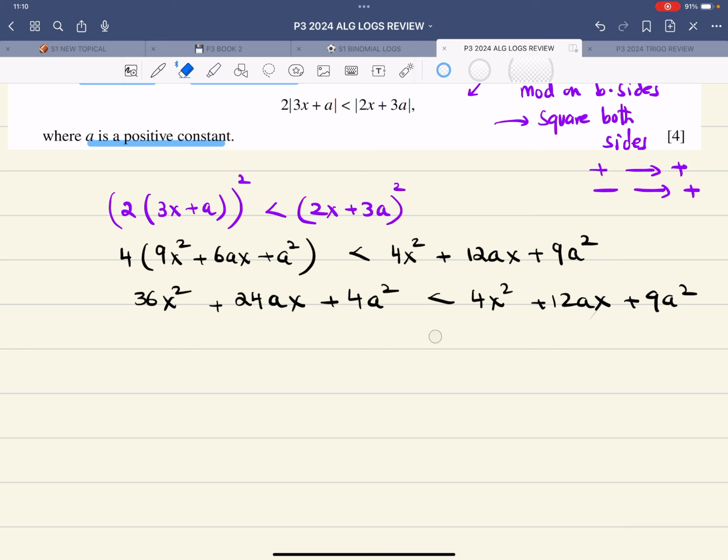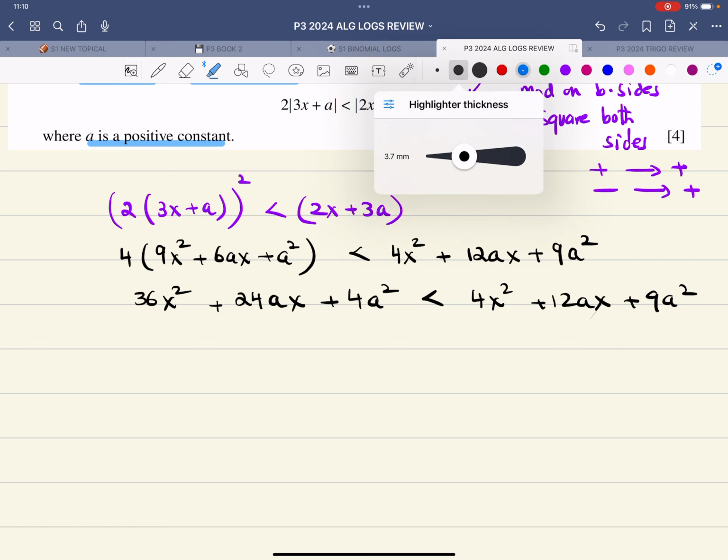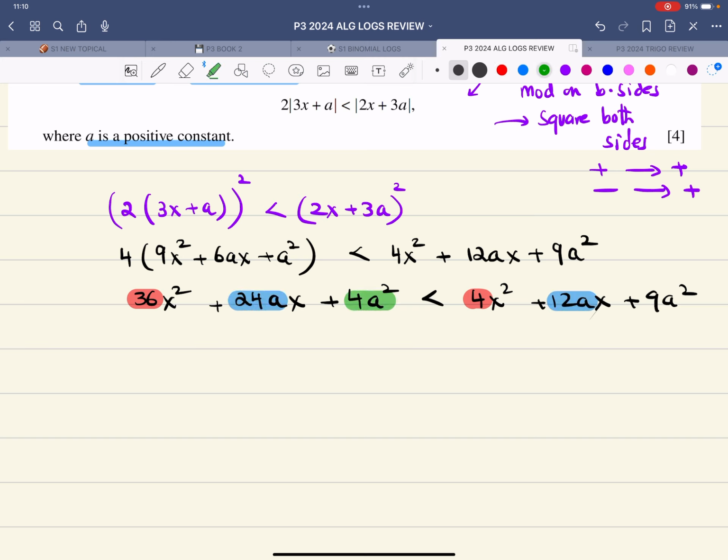And let me just do the correction over here. Now look at the markers that I'm using. So the red and the red, that's together. The blue and the blue, that's together. The green and the green, that's together. So first do it visually before writing it down. 36 minus 4. 24 minus 12, 4 minus 9.